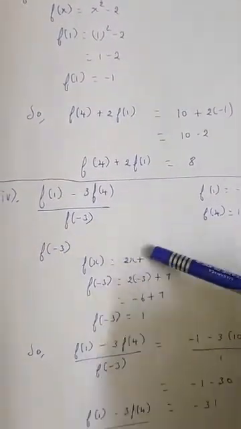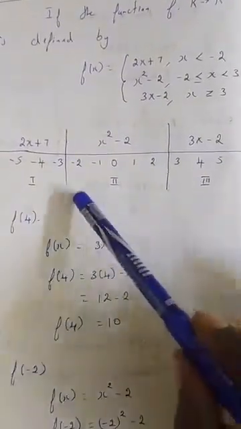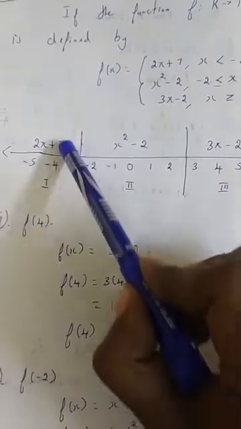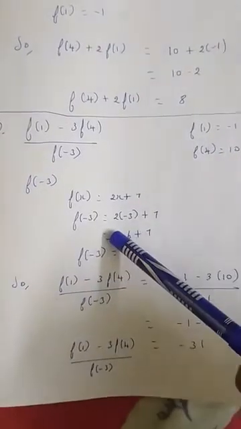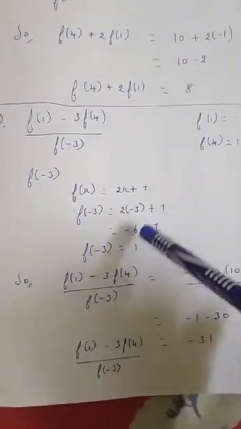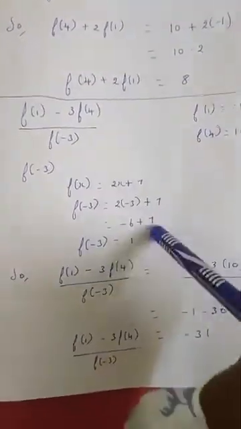What is the value we have to find out here? f of minus 3. Let's find out which interval f of minus 3 belongs to. Minus 3 lies in this first interval, right? Therefore, what is the f of x? 2x plus 7. So f of x is equal to 2x plus 7. What is the x value? Minus 3. Let's substitute in the place of x. So 2 into minus 3 plus 7. 2 into minus 3 is minus 6, plus 7. Minus 6 plus 7 is 1. Therefore, f of minus 3 value is 1.